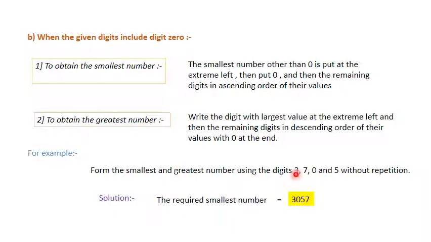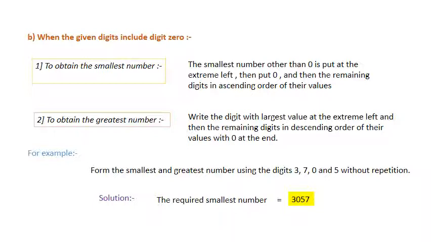We have taken the smallest digit other than 0, so other than 0 is 3. So we have written first 3, then we have put 0, and then the remaining digits we have written in ascending order. Okay, now to form the greatest number, what do we have to write down?